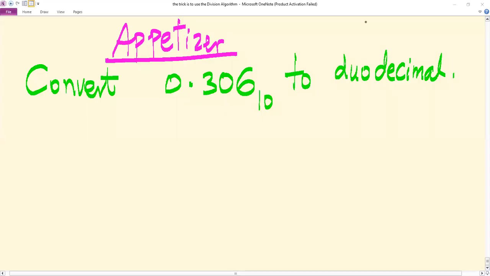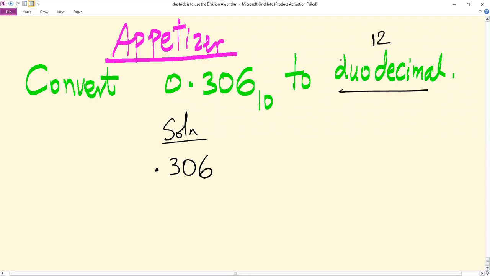Welcome to this session. We have a problem for us to convert from binary form into duodecimal form. So what we do, we write this number without this zero, so just write point. Solution: 0.306. Duodecimal means base is 12, so we'll be multiplying this number by 12 repeatedly, but then taking care of the whole number part, which will form our result.